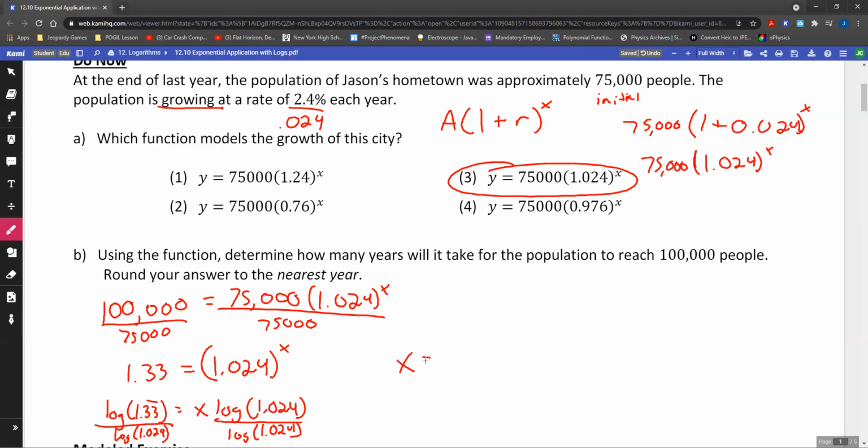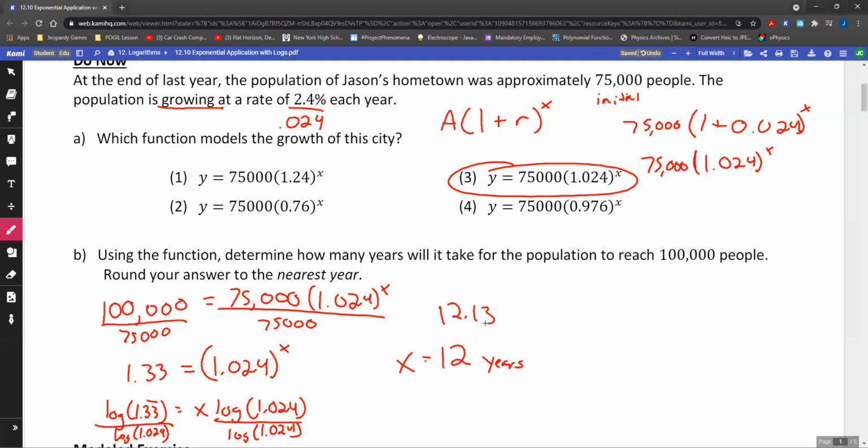And I end up getting, to the nearest year, 12 years. Now, one thing to note is that this 12 years, if I actually plug it into my original, well, I get 12.13 years. So the answer would be 12 years, because that would round down to 12. And that would be my final answer.